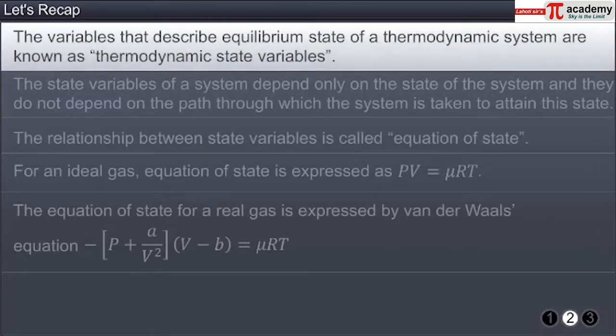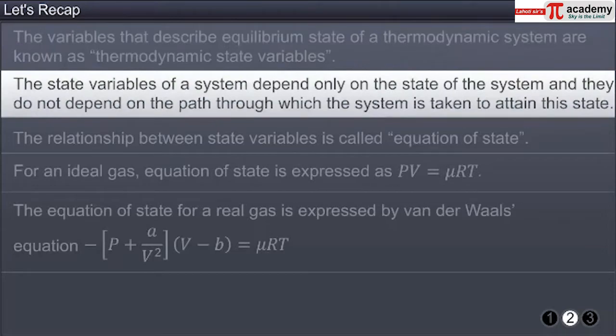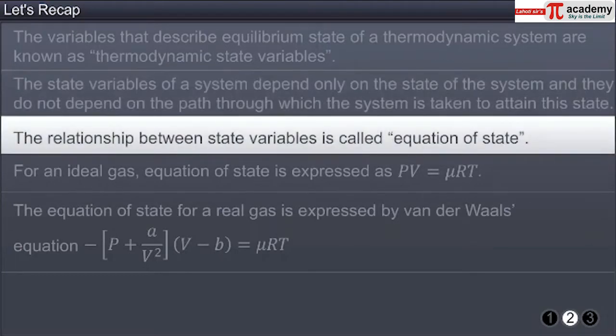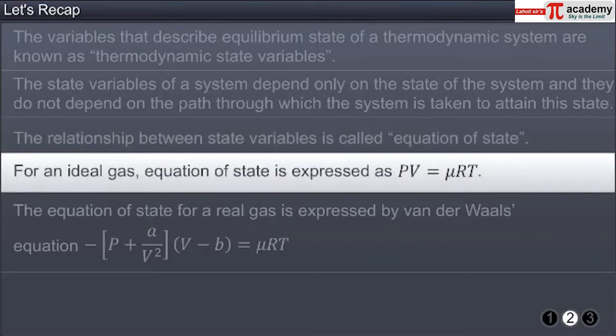The variables that describe equilibrium state of a thermodynamic system are known as thermodynamic state variables. The state variables of a system depend only on the state of the system, and they do not depend on the path through which the system is taken to attain this state. The relationship between state variables is called equation of state. For an ideal gas, equation of state is expressed as PV = mu RT.